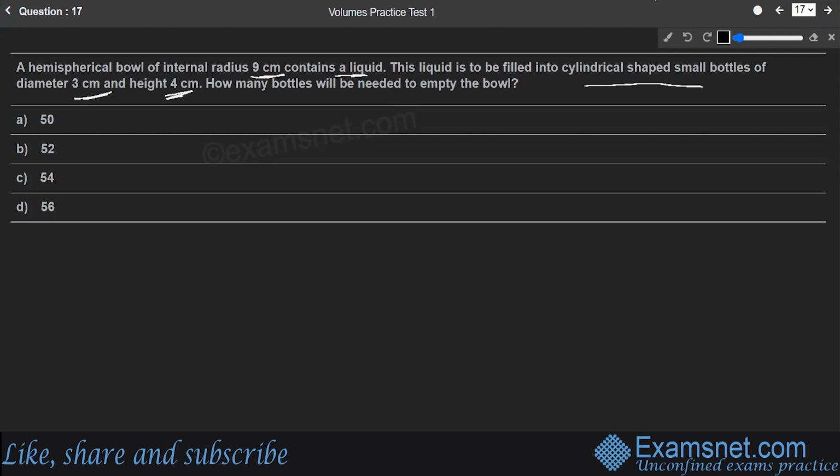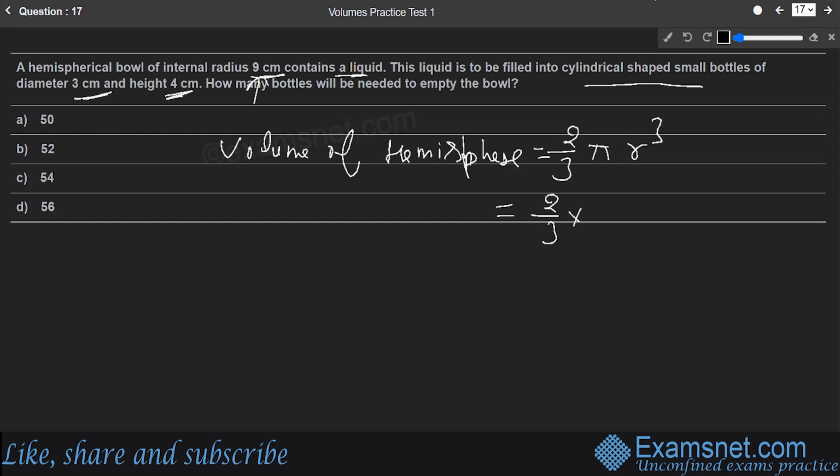Okay, so let us quickly find out the volume of the hemisphere first. Because the bowl is of hemispherical shape, the volume of the hemisphere is given by 2 by 3 pi r cube. The radius of the hemispherical bowl is nothing but 9. So it has to be 2 by 3 into pi into 9 cube. We can leave it like that so that we can use it later on. So let's leave it like this only.